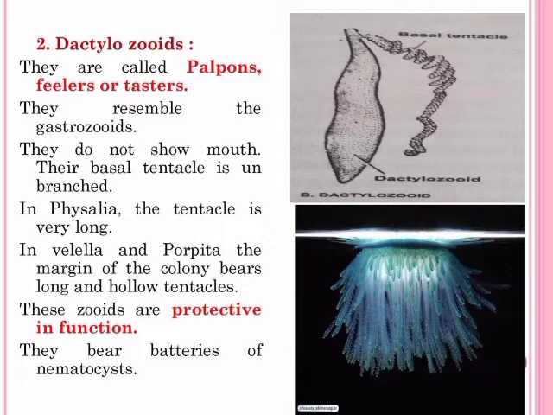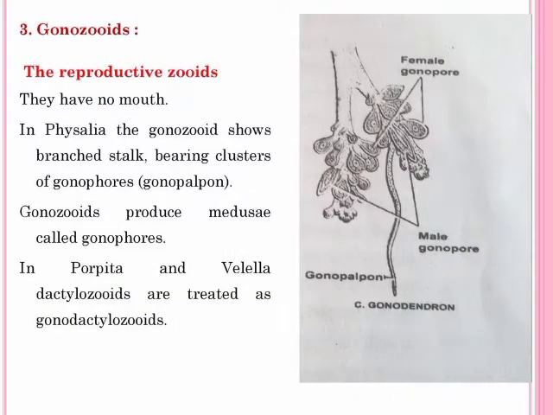Gonozooids. Gonozooids or blastostyles are the reproductive polyps with medusa buds. They are usually devoid of mouth, manubrium, and tentacles. Coelenteron is highly reduced in them. Gonozooids produce sexual medusa or their equivalents by budding. In some cases, they may take the form of branching stalks called gonodendra. They bear grape-like clusters of gonophores and are often provided with gonopalpons.